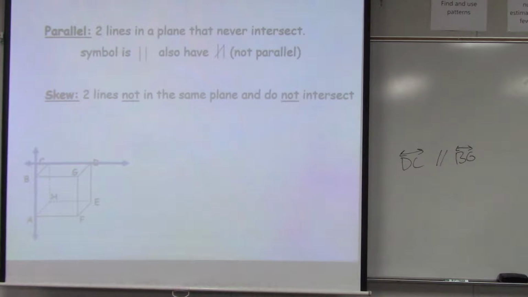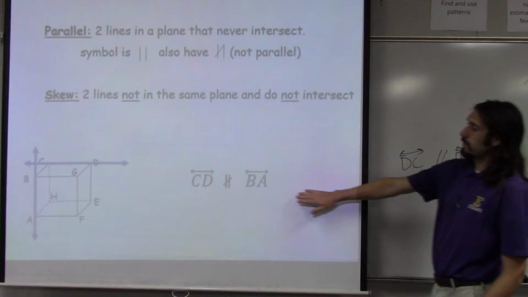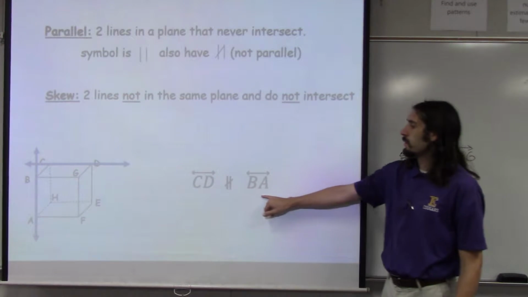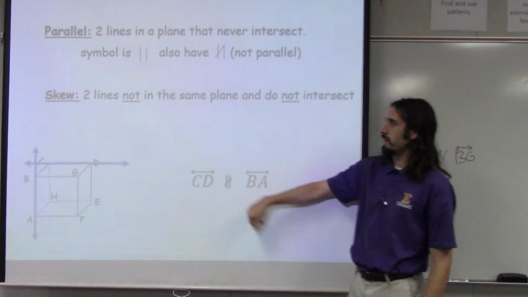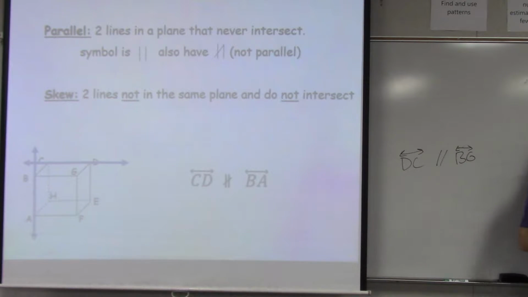Okay? So that's just a distinction we want to make. So even though we've got those two lines and they don't intersect, we would not be able to say that they're parallel. We would say that those two lines are not parallel. Okay? So we've got that distinction right there.